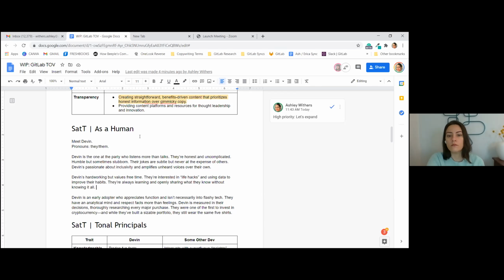I'll keep reading through it and leave some comments too in the next 24 hours if there's any areas where I'm like, can we expand on this a little bit or include this? But overall, I think it's really great.